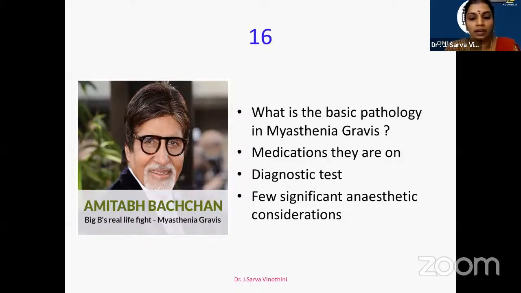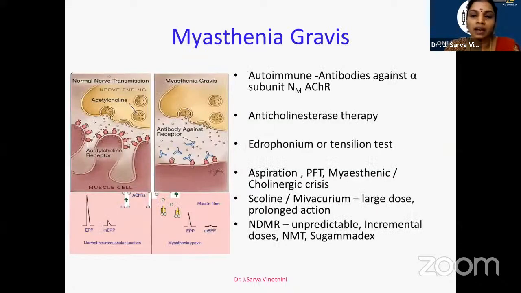Few significant anesthetic considerations. Myasthenia gravis is an autoimmune disease wherein antibodies are against the alpha subunit of the nicotinic NM receptors. In some patients, even antibodies against muscle-specific kinase have been detected. These patients are mainly on anticholinesterase therapy. That is the mainstay of their therapy. They will also be on steroids and other immunomodulators, but the main thing of our concern is anticholinesterase therapy, usually pyridostigmine. And the test that is commonly employed to detect is the edrophonium test or Tensilon test. After administration of this, we can see an increase in their muscle power.